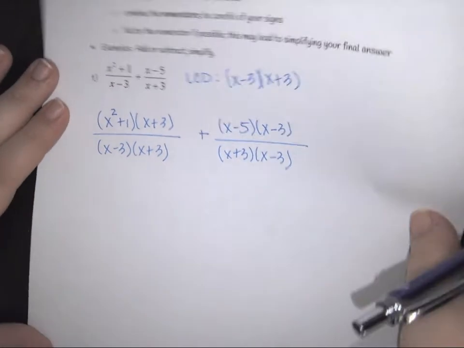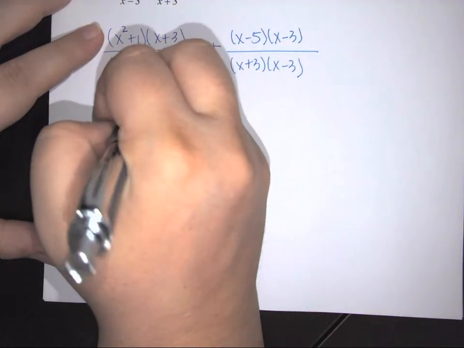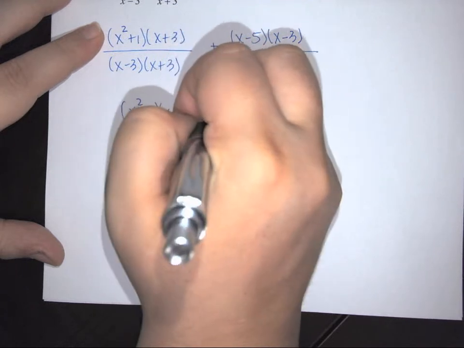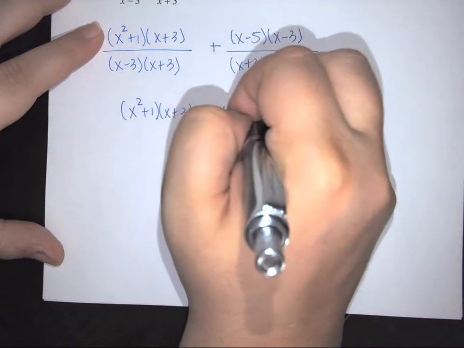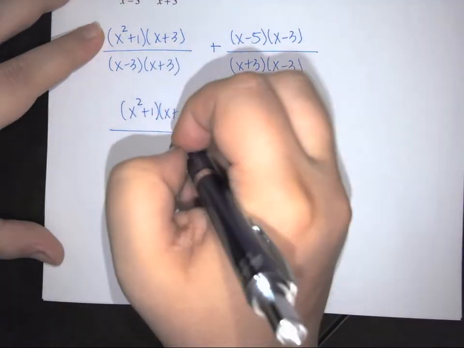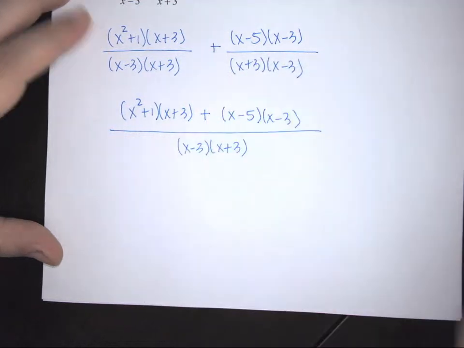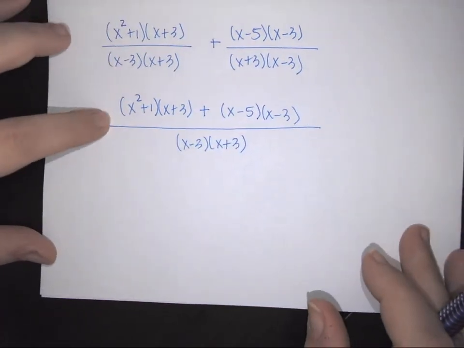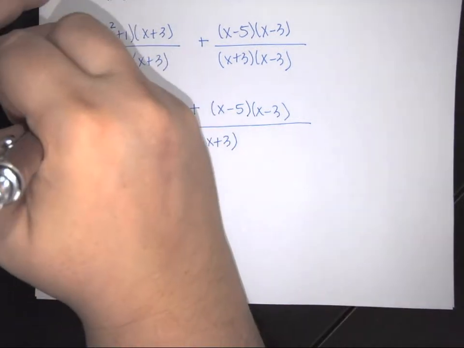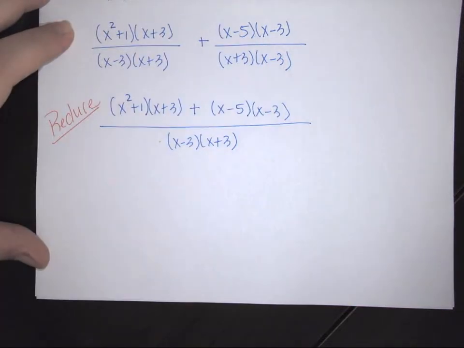So addition rules say you have to add across the top. So this is going to be x squared plus 1 times x plus 3, and I'm adding this to the x minus 5 times x minus 3, and it's over my single denominator, x minus 3 times x plus 3. At this point, you have to be able to reduce. So the name of the game is always to reduce as far as you can.